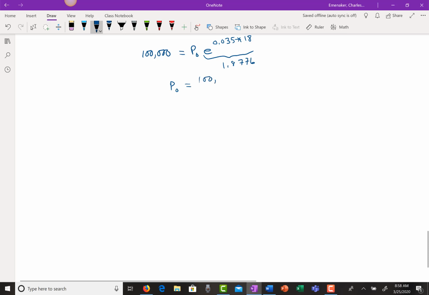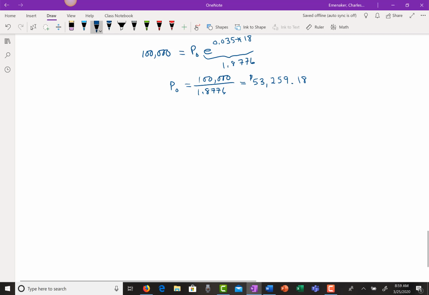So we're going to have this 100,000 divided by the 1.8776. Now, I'm not going to divide or round off. And what this works out to be, if you carry all the digits of accuracy, is $53,259.18.